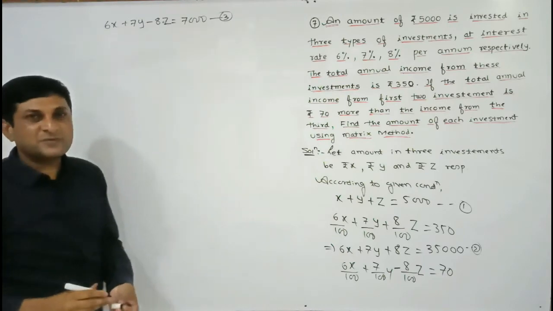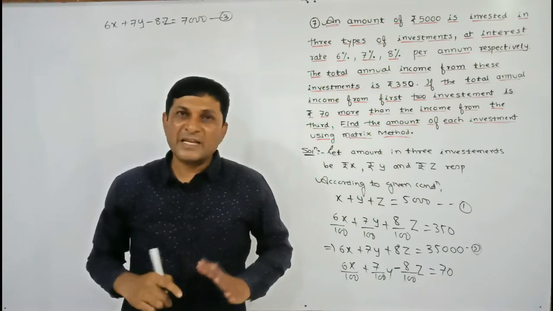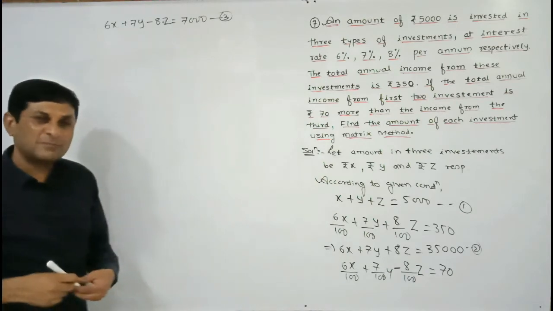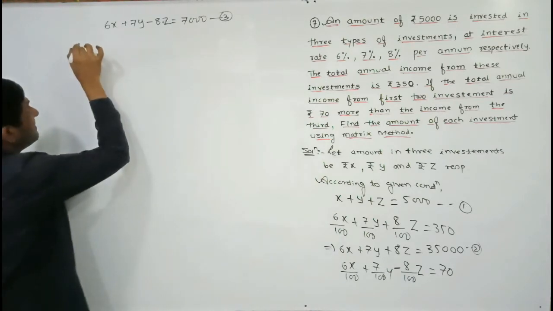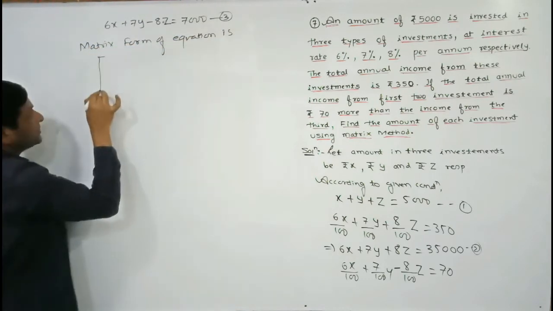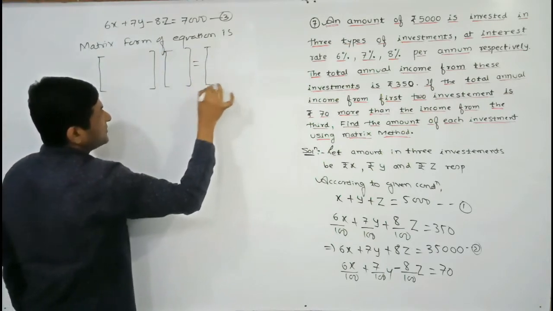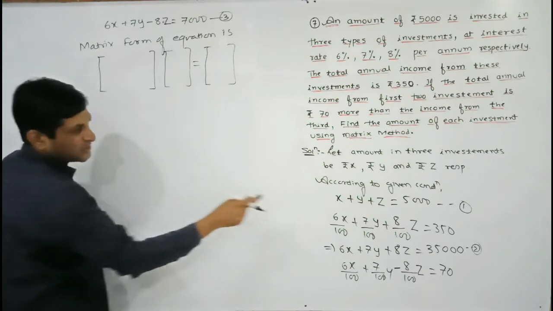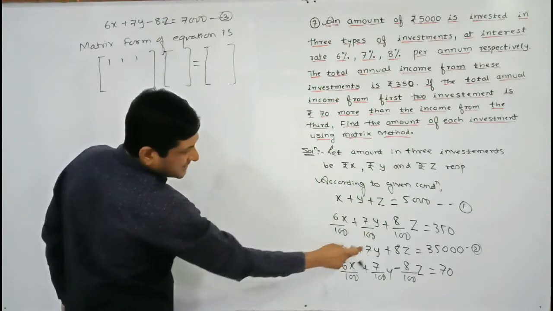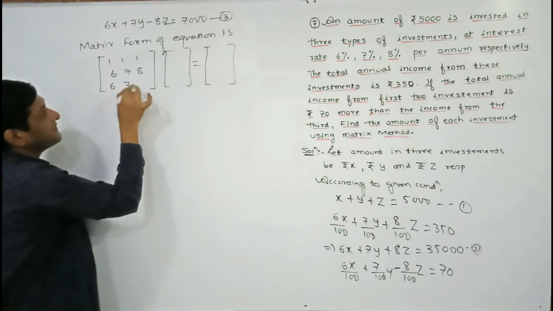Once the equations are formed using the given conditions in the example, our aim is to solve them. We are giving priority to solving them by applying the reduction method. So first write down these three equations in matrix form. Whenever we write equations in matrix form, in the first matrix we collect the coefficients. In the first equation, what are the coefficients of x, y, z? 1, 1, 1. In the second equation, 6, 7, 8. In the third equation, 6, 7, minus 8.